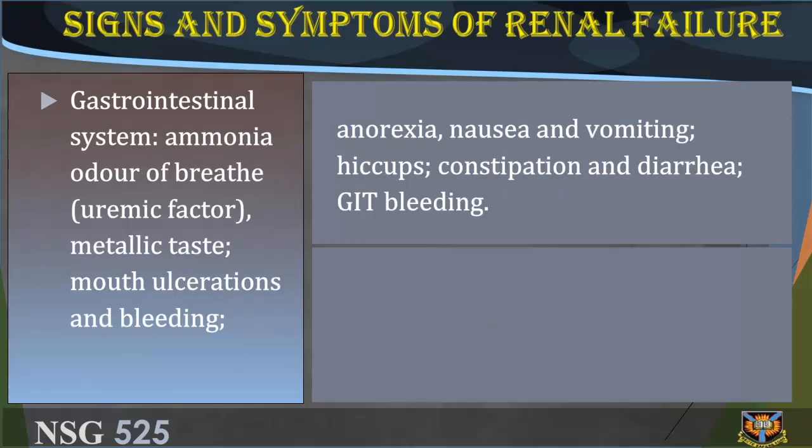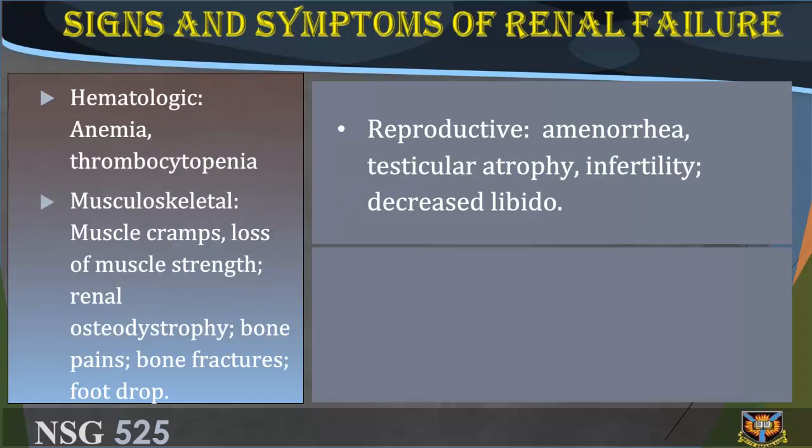Gastrointestinal system: ammonia odor of breath, uremic fetor, metallic taste, mouth ulcerations and bleeding, anorexia, nausea and vomiting, hiccups, constipation and diarrhea, GIT bleeding. Hematologic: anemia, thrombocytopenia. Musculoskeletal: muscle cramps, loss of muscle strength, renal osteodystrophy, bone pains, bone fractures and foot drop. Reproductive: amenorrhea, testicular atrophy, infertility and decreased libido.